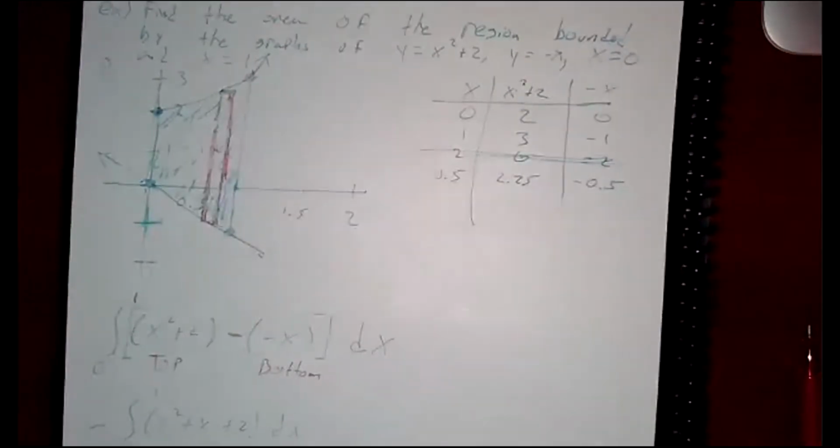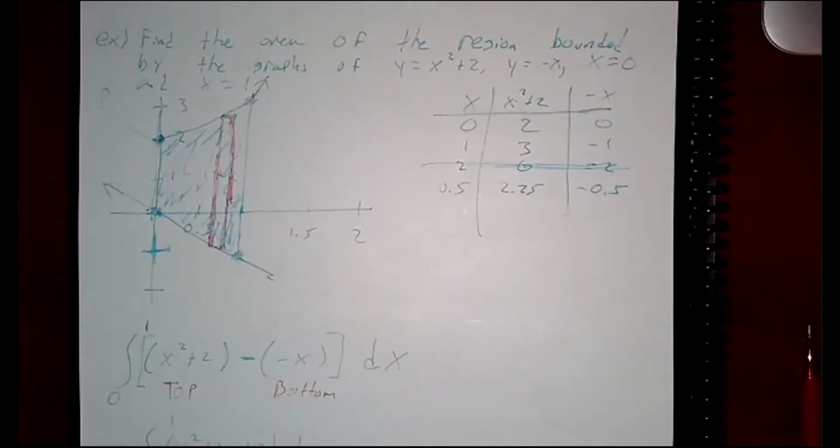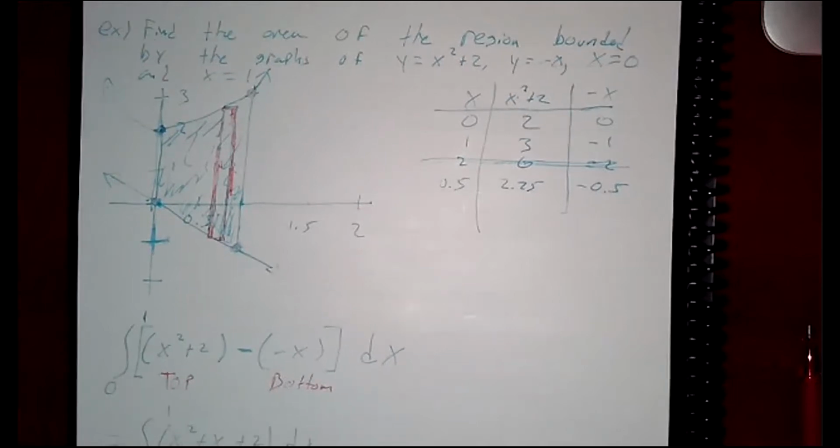And over here, they didn't intersect at all, so they had to tell me a bounded region: x equals 0, x equals 2. They had to close it off. So it really depends on what's happening. But the strategy is the same.